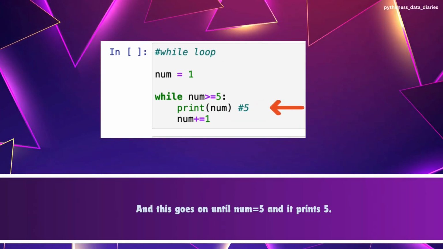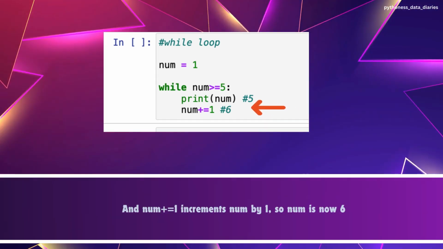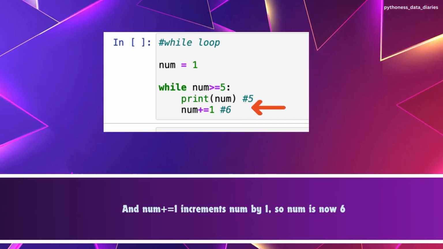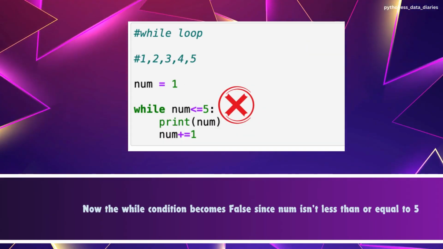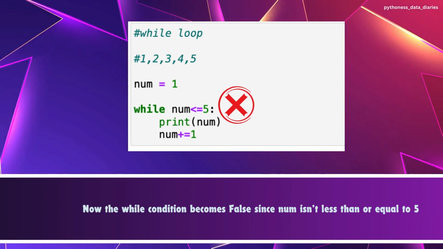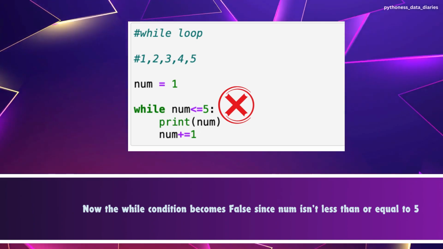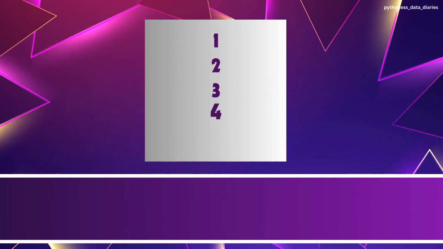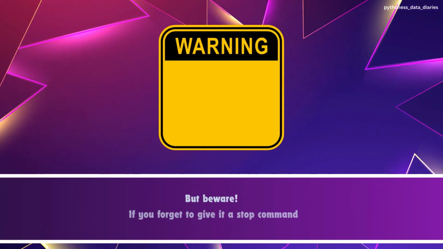And this goes on until num equals 5 and it prints 5. And num plus equals 1 increments num by 1. So num is now 6. Now the while condition becomes false since num is not less than or equal to 5. And the loop breaks here. So it prints numbers from 1 to 5.